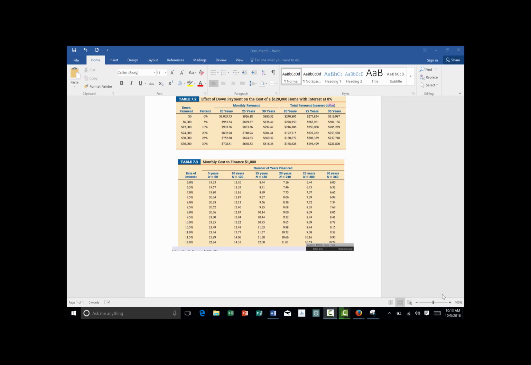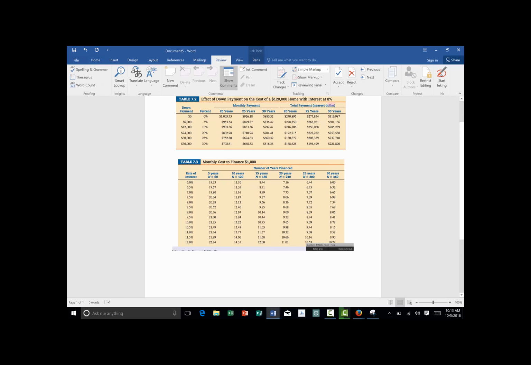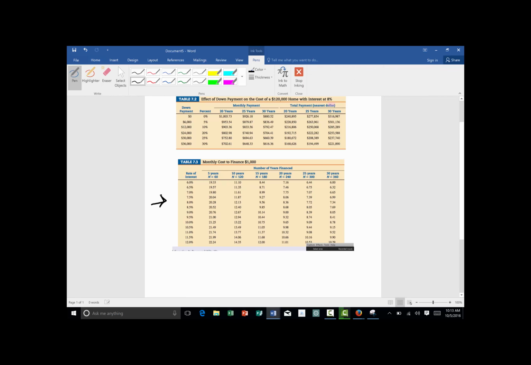This is your table from page 347, this one down here at the bottom. And it actually has other interest rates on it. This first table only has 8% interest. This is the one that was in your book to begin with. But not every loan is 8%. So this table actually has other interest rates starting with 6% and going down to 12%.